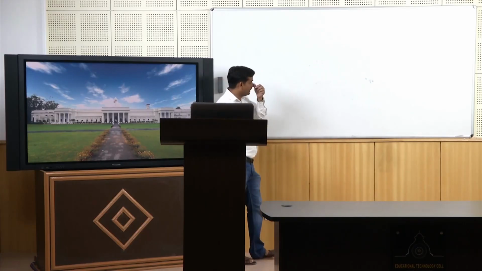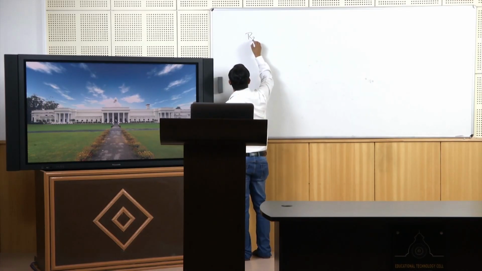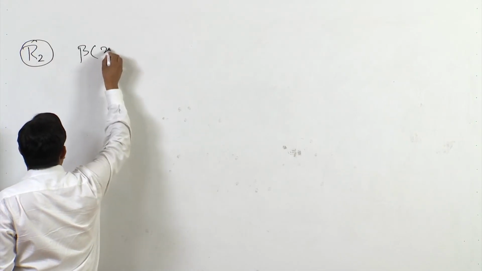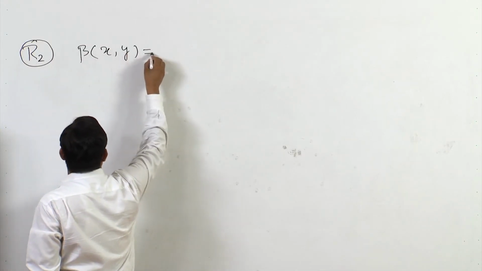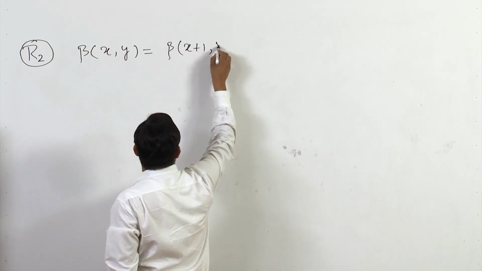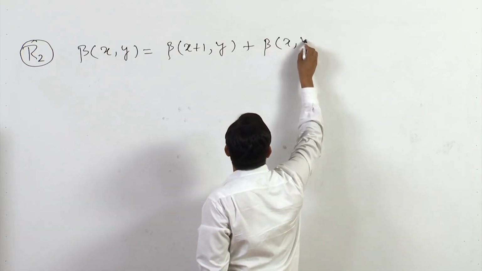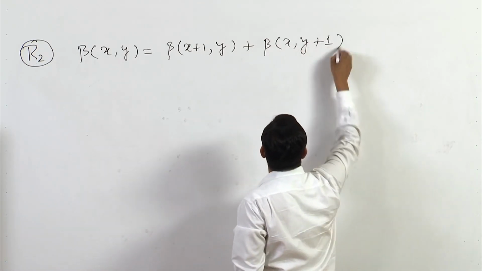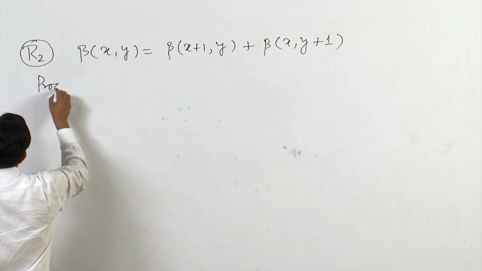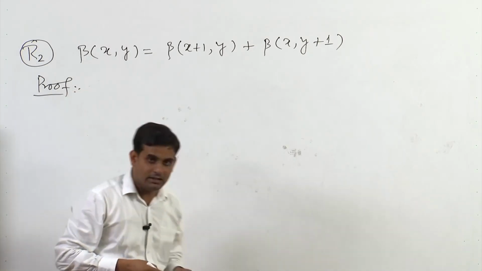Another important result which I can prove here is, so I will write result 2, that is beta of (x, y) can be written as beta of (x plus 1, y) plus beta of (x, y plus 1). So, let us see how we can obtain this result.